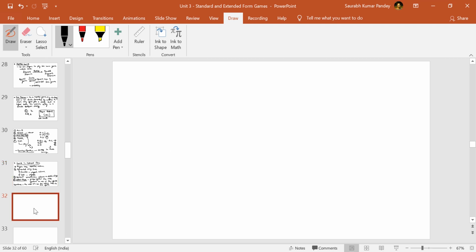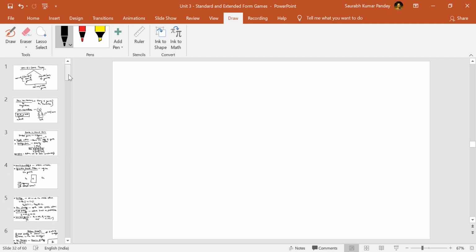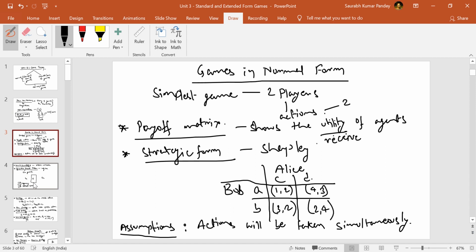Fine. So we have seen the very first problem. What was that problem? So let's talk about this problem. What was the case? This is a payoff matrix wherein Alice and Bob are two players. So Alice is taking actions C and D. Bob is taking two different actions A and B, and based on that their utilities are known.